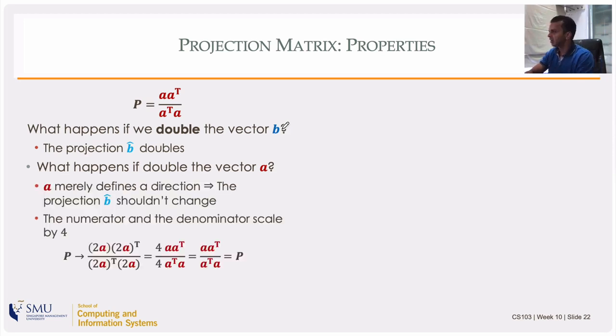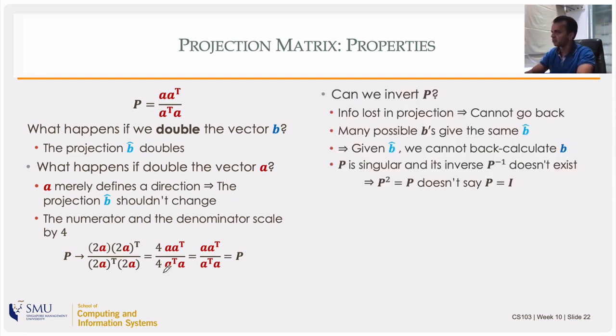So suppose I double A. Wherever I see A in P, I'll just put 2A, and we'll have a factor 2 times 2 in the numerator and 2 times 2 in the denominator. That will give me just P. That will just cancel off. And the inversion of P cannot be done because we lost information in making the projection, which means multiple vectors B can actually give you the same projection B hat. And we saw that it is actually a rank 1 matrix.